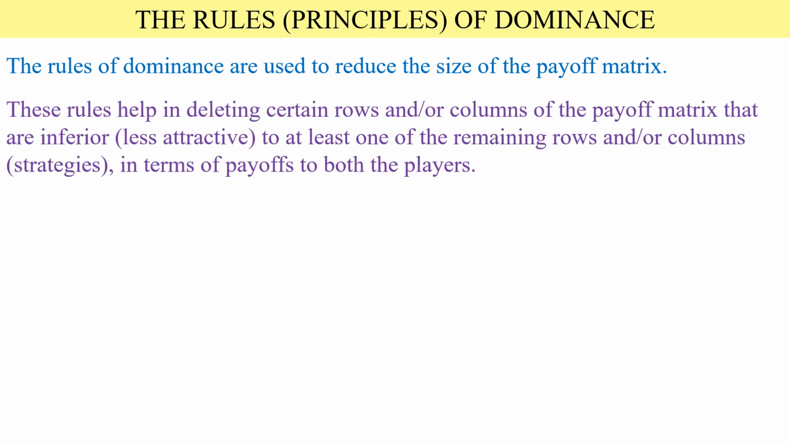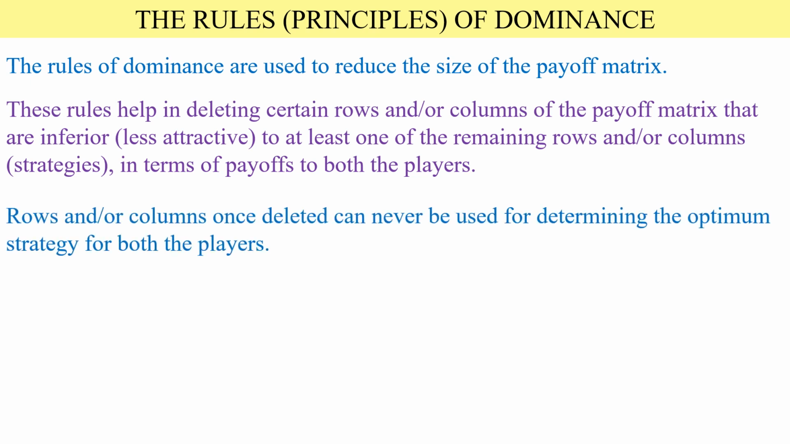These rules help in deleting certain rows and/or columns of the payoff matrix that are inferior to at least one of the remaining rows and/or columns in terms of payoffs to both the players, which means here we are deleting the rows or columns which are not attractive when compared to the other rows or columns. Rows or columns, once deleted, can never be used for determining the optimal strategy for both the players.